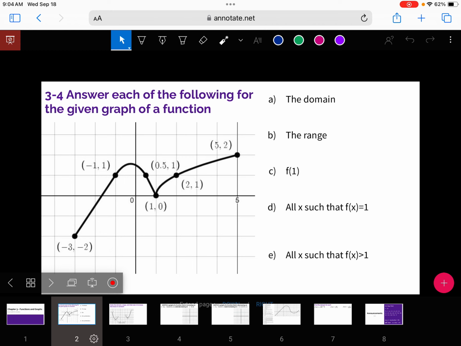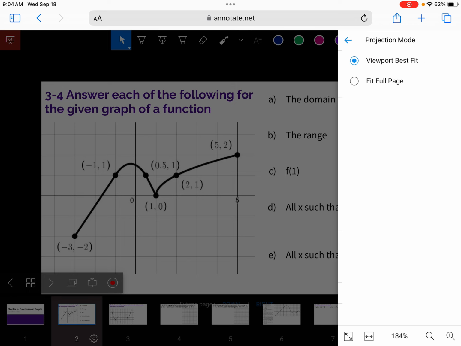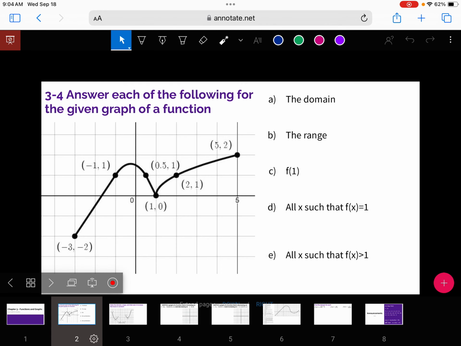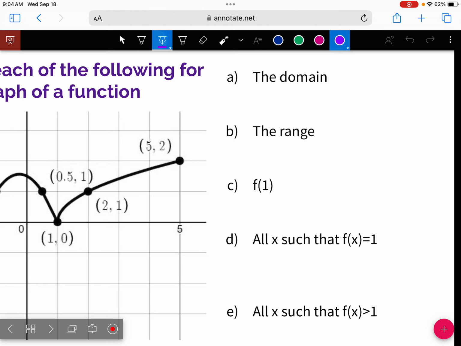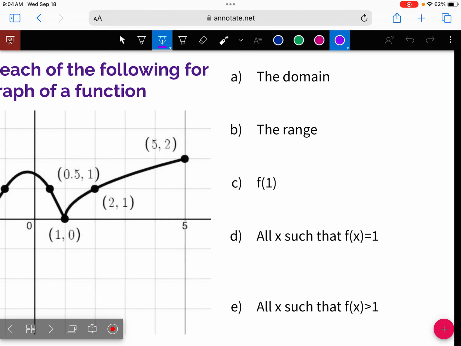So the first thing we're asked for here on this first graph is our domain. What might our domain be on this one? Yep, from -3 to 5. And putting this as an interval, are we going to put brackets or parentheses? Brackets. -3 to 5. As far left as it can go, as far right as it can go.